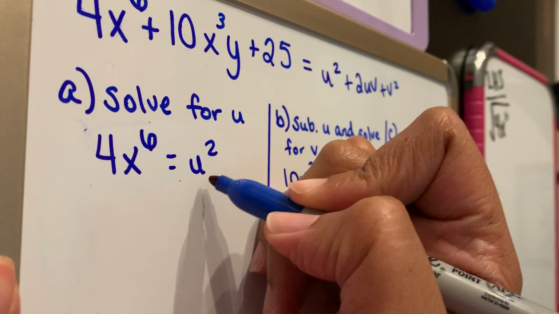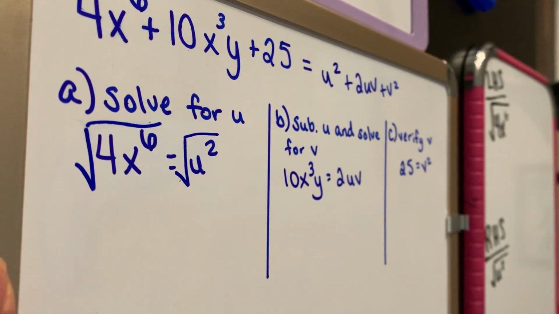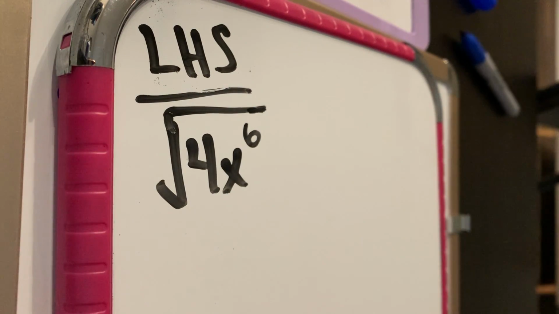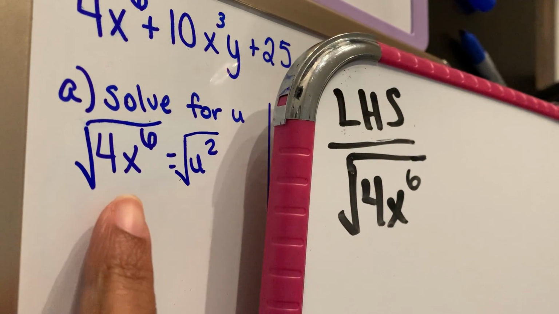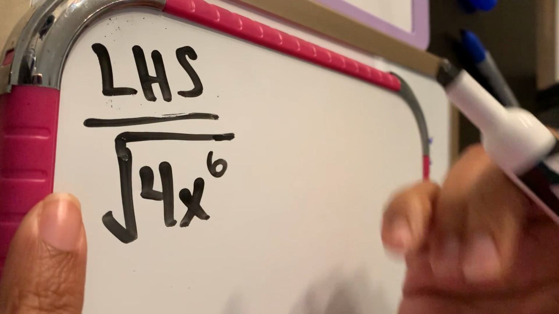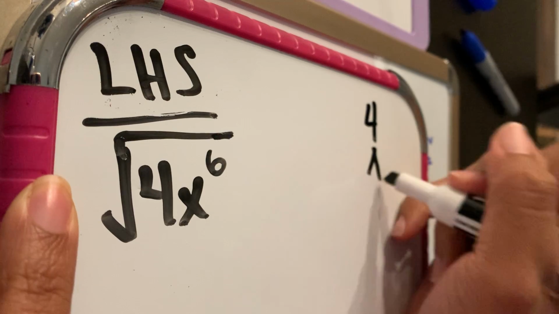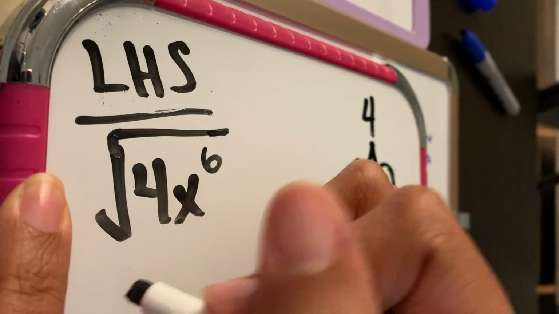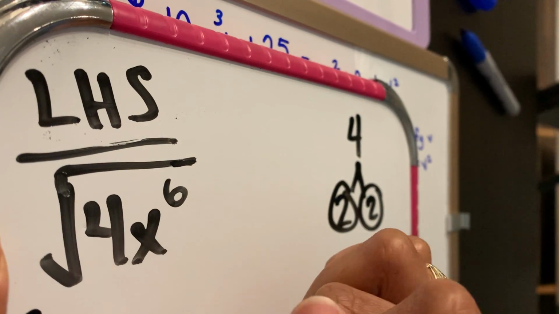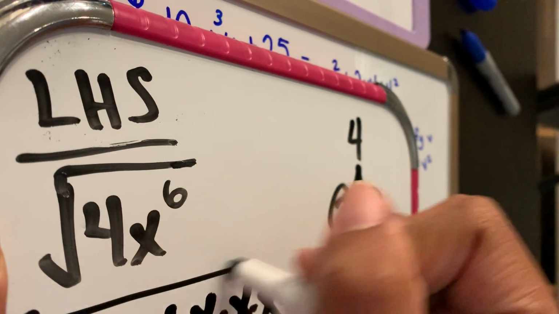In order to solve for u, I need to take the square root of both sides. And then we can use our scratch area here. In order to simplify the square root of 4x to the 6th power, we need to do some expanding. We call that LHS, left-hand side. So we know that 4 would be 2 times 2. So that would be the square root of 2 times 2. X to the 6 will be 6 x's multiplied together, like so.